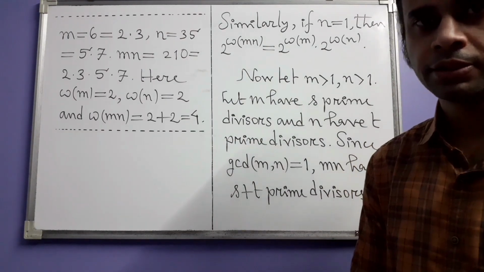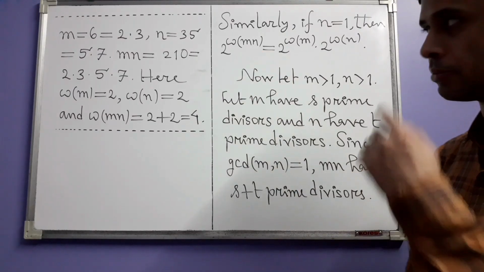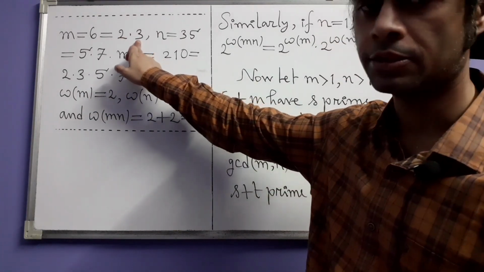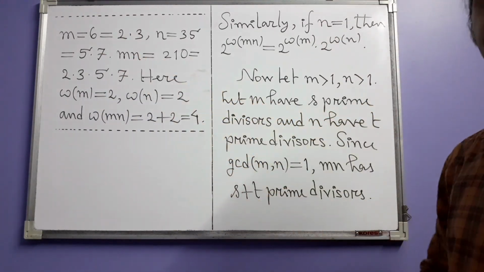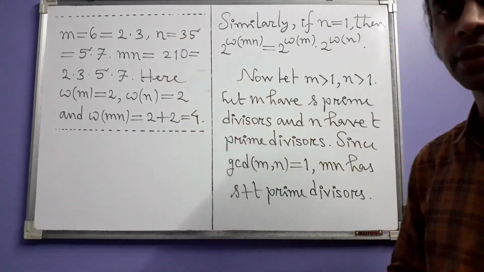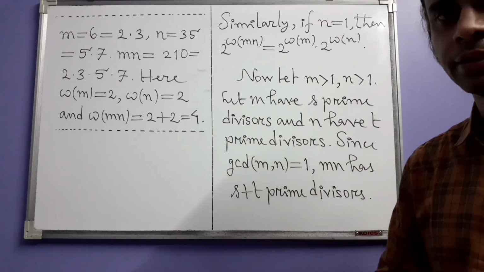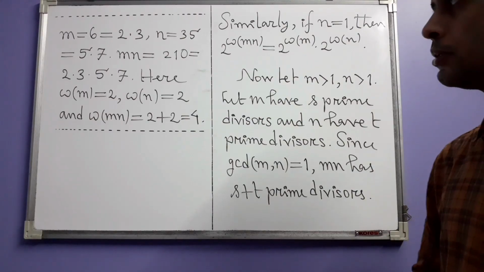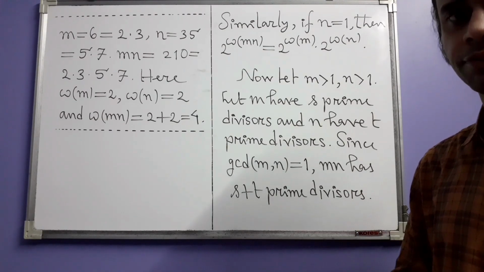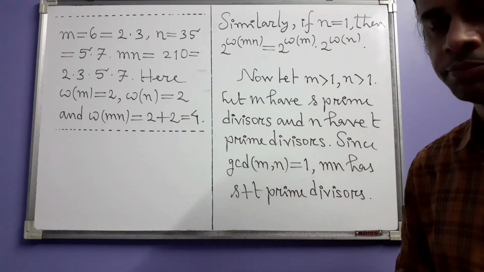Suppose we take m equal to 6 and n equal to 35. We have taken a simple example. You know that the prime divisors of 6 are 2 and 3, because this is the prime factorization in fact. Similarly, the prime divisors of 35 are 5 and 7. Looking at the prime divisors, you can see that obviously they are relatively prime. Why? Because the only positive integer that divides both of them is 1. So that is also the greatest common divisor.